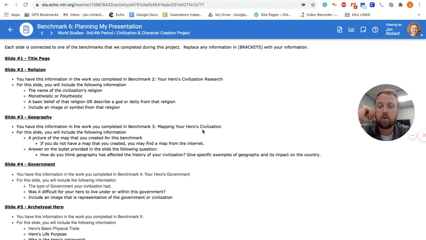I want the map that you created in there. This is kind of an option B, okay? And then for the text on that, I want you to answer, on the bullet provided in the slide, the following question: How do you think geography has affected the history of your civilization? Give specific examples of geography that impacted your country. So I would put like one sentence into that, but you're going to go into greater detail.